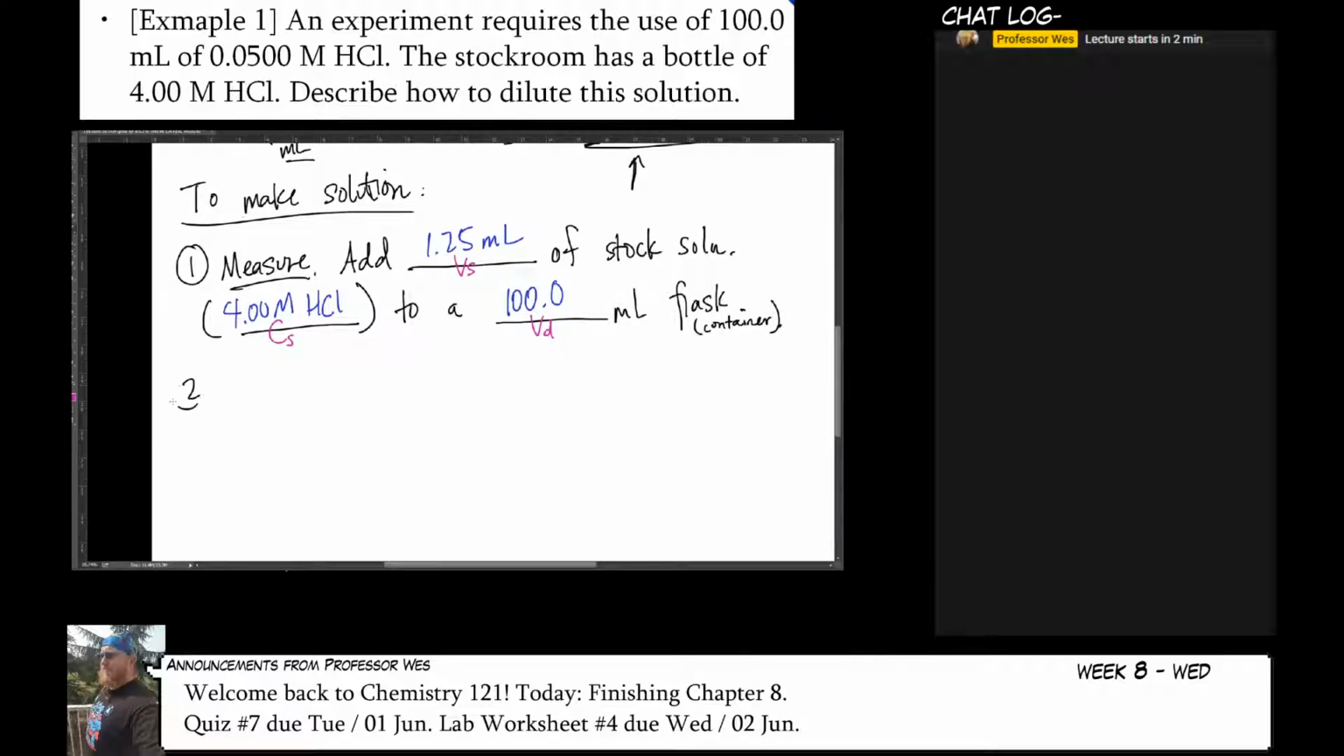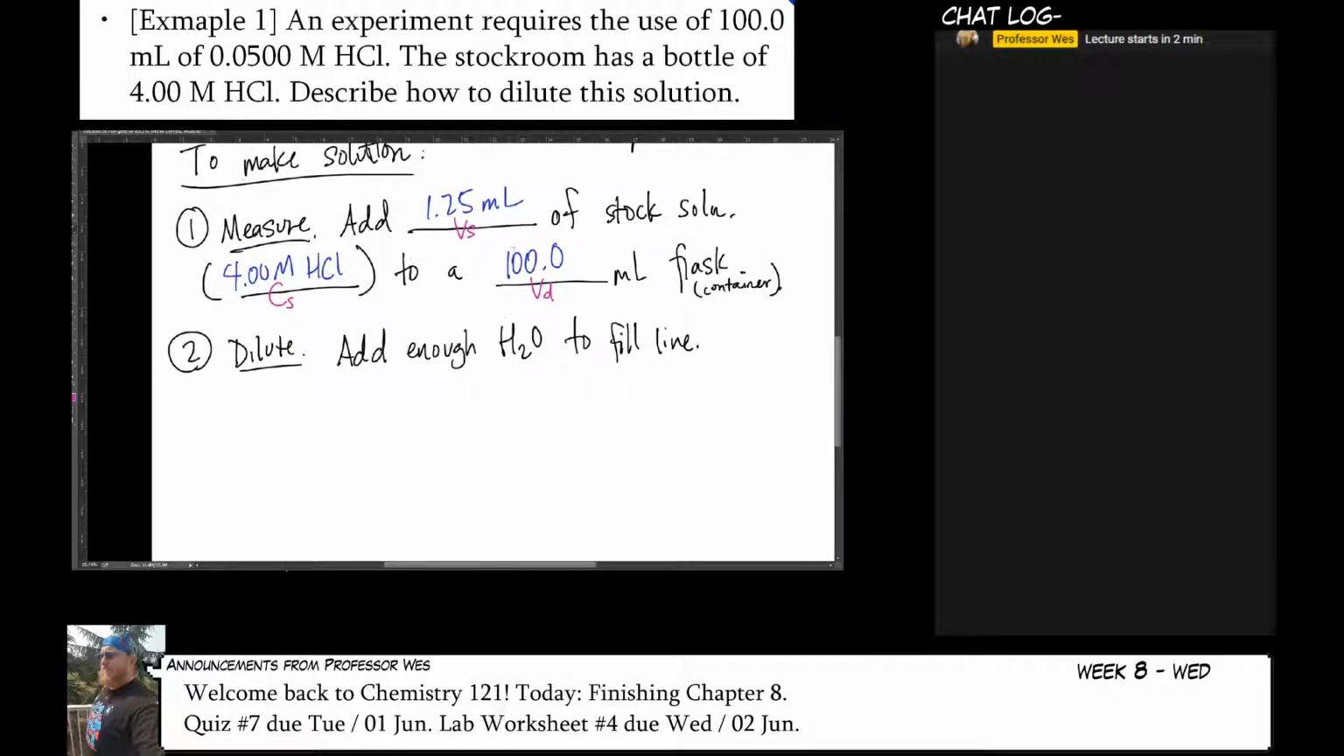So that's step 1. Step 2 is to dilute. And all you have to do is write this. Add enough H2O to the fill line. Do you need to measure out 100 milliliters of water? No, because remember, volumes don't add. We're going to just add some amount of water. You don't even need to measure the amount of water out. Just pour it right into the flask until you have reached the fill line. Once you have done that, you will have 100 milliliters of solution.